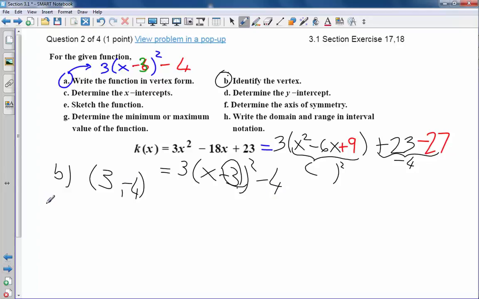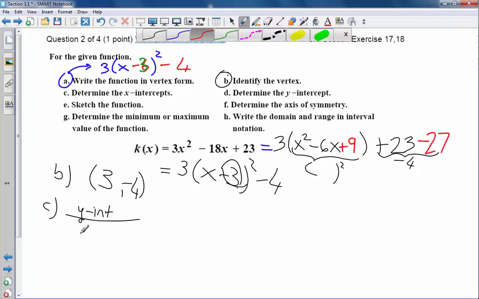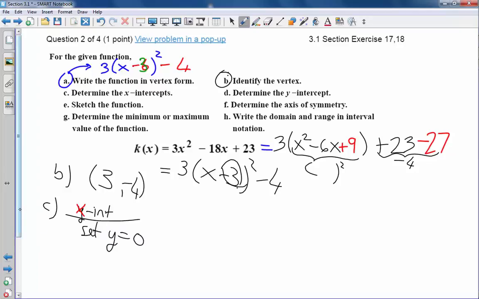Part C, I need the x-intercept. To find the x-intercept, you have 2 options. Isn't that amazing? You have 2 options. Same method, but 2 options for the equation to be used. Now we are finding the x-intercept. We will set y to 0, right? Set y to 0 to get the x-intercept.